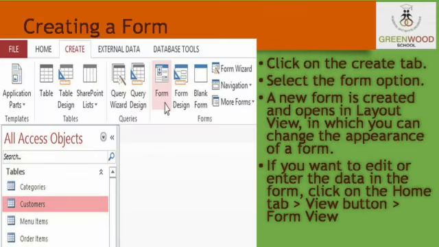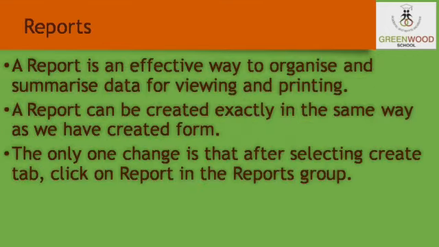Creating a form. Click on the Create tab, select the Form option. A new form is created and opens in Layout view, in which you can change the appearance of a form. If you want to enter or edit data, click on the Home tab, go to the View button, and then click on the Form view. What is a report in Access?